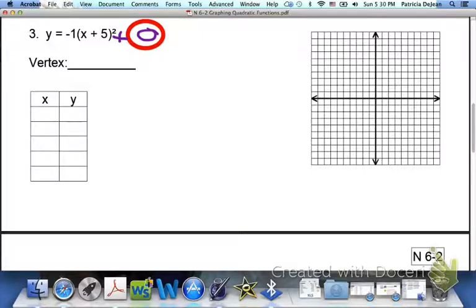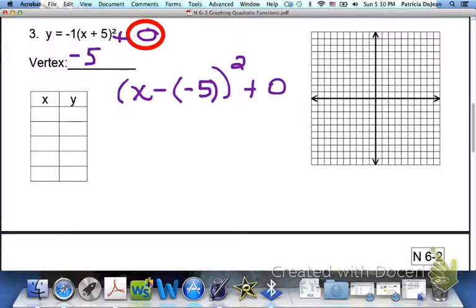And so remember to get that plus, though, because it's x minus h, to get the plus, that has to be a negative 5 squared, and then the plus 0. So our vertex for this one is negative 5, 0. Okay? And so for our graph, I'll make that a little different.